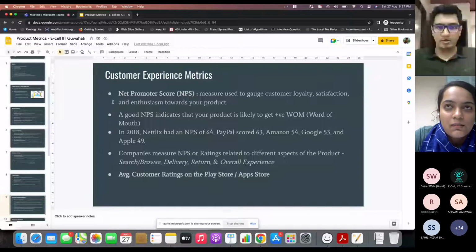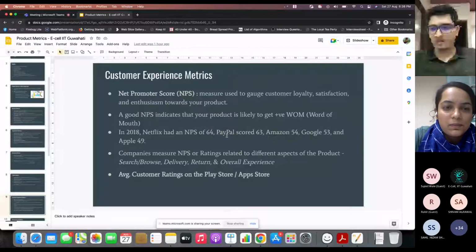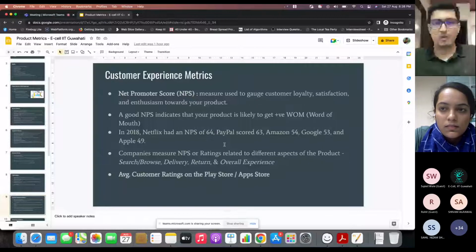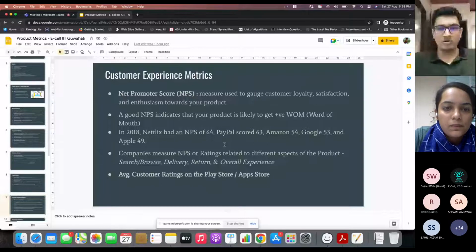For example, Netflix is the gold standard of NPS. In 2018 they had an NPS of 64, and companies like PayPal, Amazon, etc., have very good promoter scores. As a company, as a product, you would want to keep running net promoter score surveys at a regular frequency to understand how you are performing from a customer experience perspective, right?